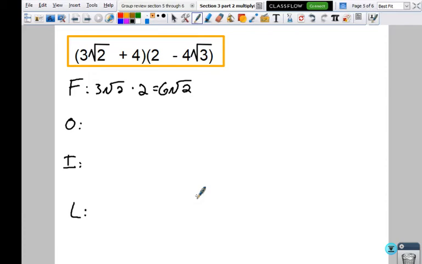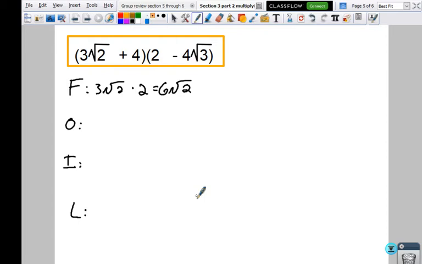Wait, how's that not the last one? So the inside, right? Is that this one? I'm so confused on which is which now. This one's the last. So first, outside, inside, last. I don't want to put all those together. So wait a second, and we'll talk about it. What's 4 times negative 4? Negative 8. Oh, it's negative 16. There you go. Excellent.